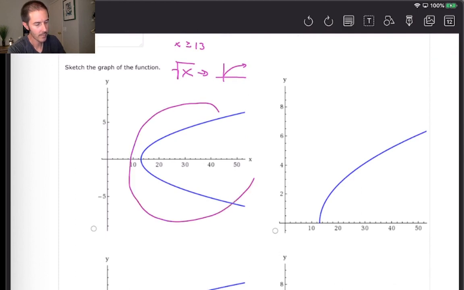Is this graph a possible answer? No. Why not? It's not a function. This graph does not pass the vertical line test, so that one's out right away.